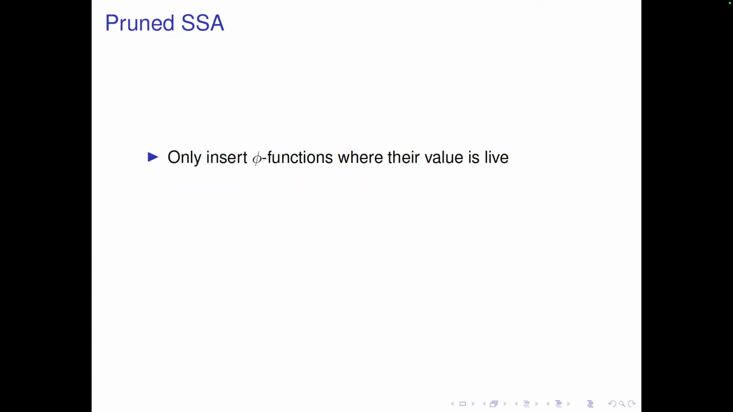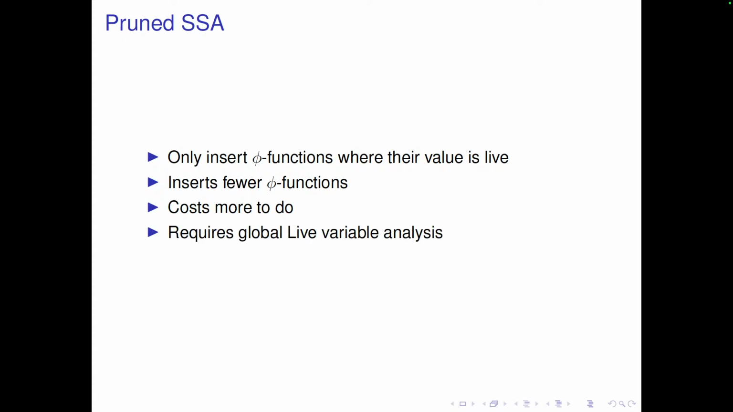So pruned SSA is exactly what we want to do. Really we want to achieve only 5 functions where they are live. Okay, even if 2 definitions are reaching, if they are not useful, then we don't want them. So this inserts fewer 5 functions, but it costs more because you need to do extra analysis. Okay, so this requires dead code analysis or live variable analysis. I am keeping them almost similar.